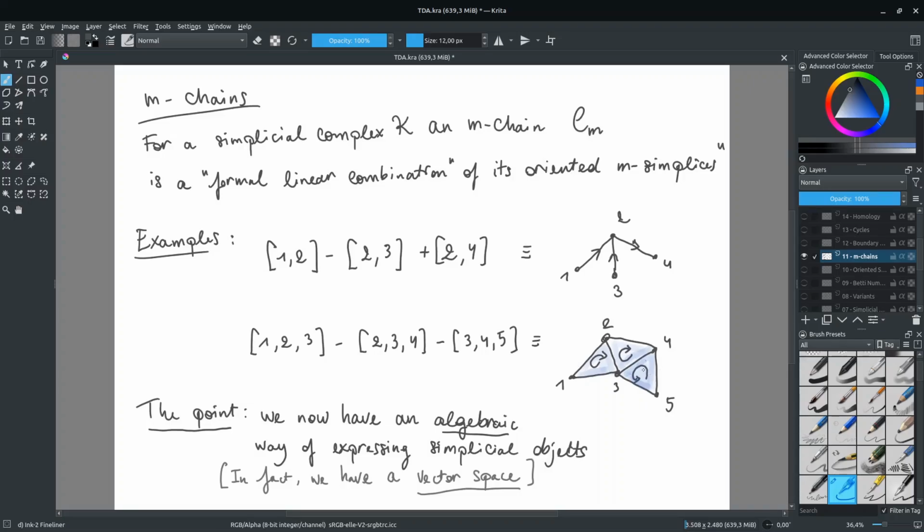Okay. Why are we doing this? The point is that now we have an algebraic way of expressing simplicial objects, and the algebraic part is nice because we'll be able to use tools from it. In fact, we have more than that, although I'm sweeping quite a lot of details under the rug. We have what's called a vector space of m-chains, or we can easily modify it to have a vector space. And if we have a vector space, we're happy because we can do linear algebra.